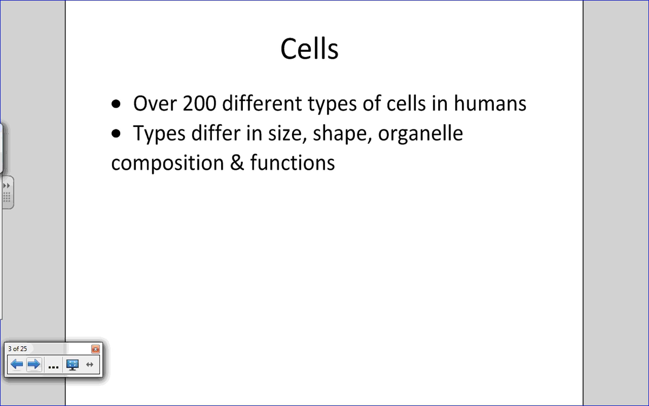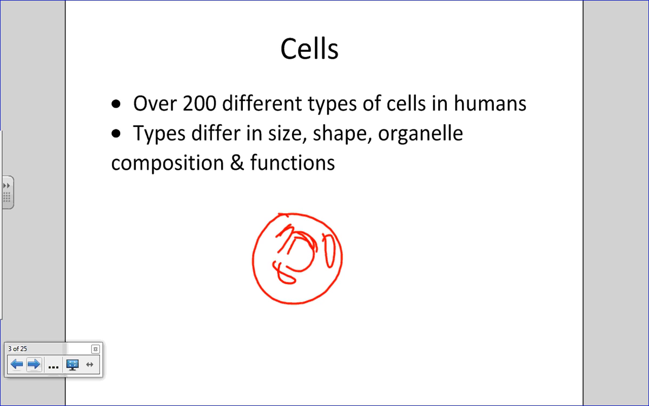Now, in humans, there are about 200 different kinds of cells in the human body. And as I mentioned before, all these cells have the same basic parts. They have an outer border. Almost all of them will have a nucleus and some kind of working parts or organelles on the inside. But they have varying amounts. Cells are found in different sizes, different shapes, different organelle compositions. And as a result, this variety in everything listed in these bullet points allows for the great diversity of function within us.